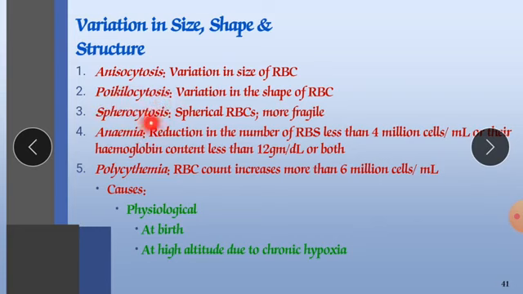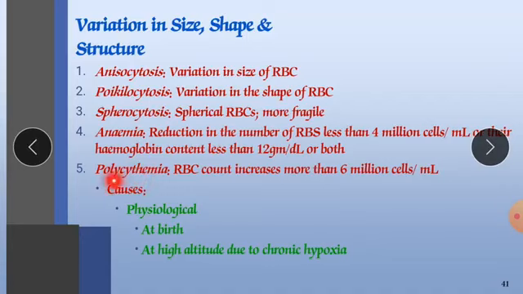Next is spherocytosis. Spherical RBC are more fragile, so they become completely spherical because they are packed in their size. If they become spherical, means completely round in structure, they will become more fragile. Anemia is a reduction in the number of RBC cells to less than 4 million per mm cube. If they are less than that, that condition is called anemia, and their hemoglobin content is less than 12 gram per dl or both.